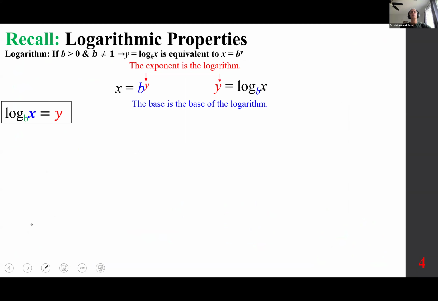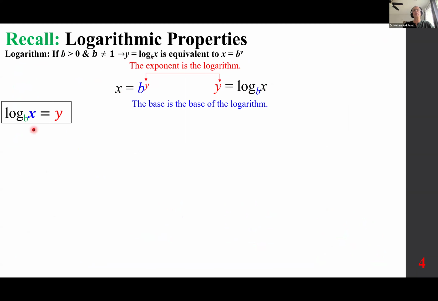Let me remind you of what we learned in algebra, logarithmic properties. If b is larger than 0 and it's not equal to 1, y equals log x base b is equivalent to x equals b to the power of y. Remember, log is simply an exponent. So as we look at this one, x equals b to the power of y, or y equals log x base b, they have the same base, they have the same exponent.